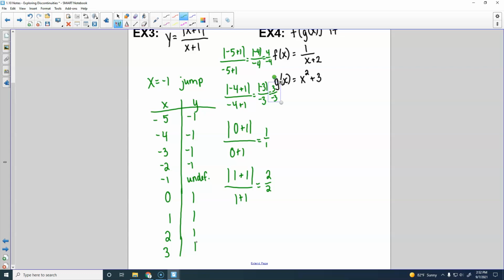Yep, so right there at negative 1, it skips, causing a jump in the graph, which is non-removable.